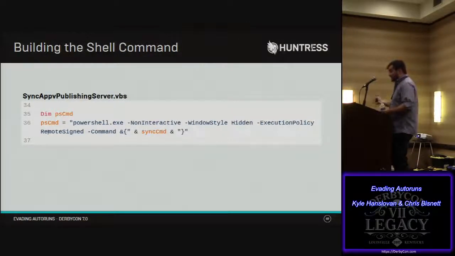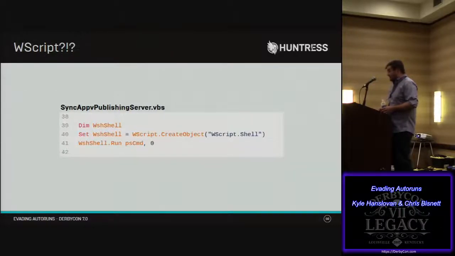So you can see here we're running powershell.exe, with the attacker's favorite options, right? NonInteractive, WindowStyle Hidden. And right there in the command line, we pass all that PowerShell code that we just built up. So we took command line arguments, put them into PowerShell, put that PowerShell into a command line, and now we're going to create our WScript shell and actually run this.